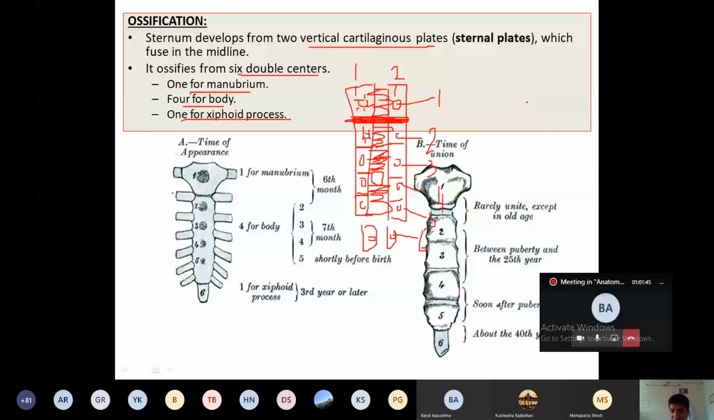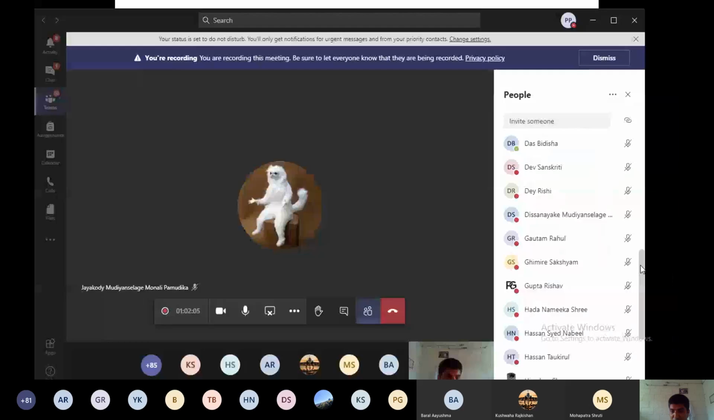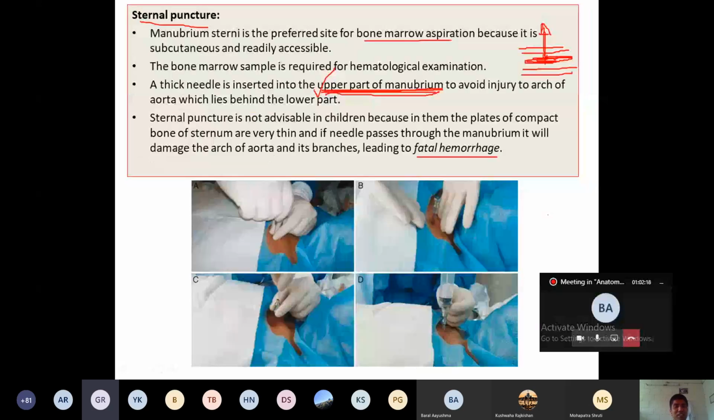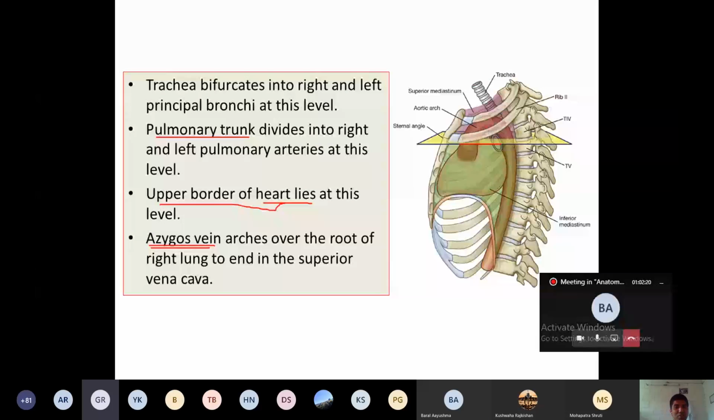Then I'll pick up another person and test them also. Rahul Gautam, are you there? Yes, sir. Are you ready for a few questions? Very basic questions I'll ask. What is the vertebral level of the sternal angle? Lower border of the T4 vertebra. Very good. The vertebral level of the sternal angle is the lower border of the T4 vertebra.